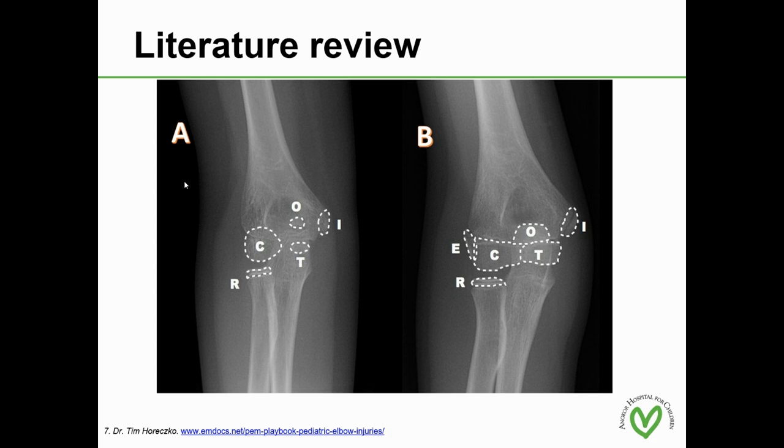And this image shows, in A, the capitulum, radial head, internal condyle, trochlea, and olecranon. And the last one, in B, is the external condyle ossification center.